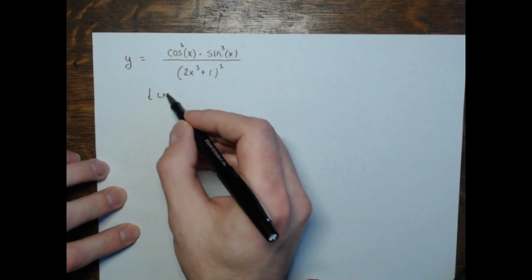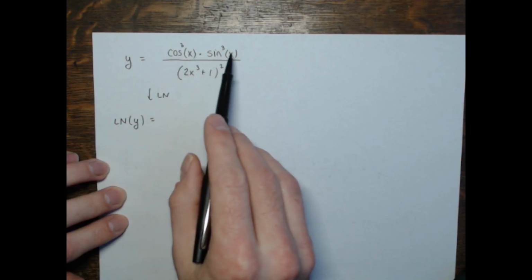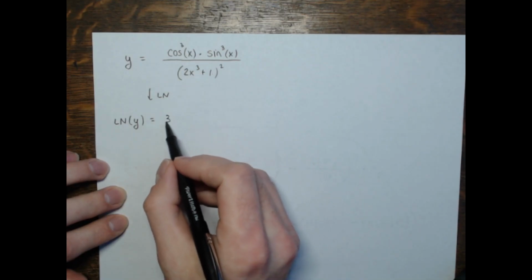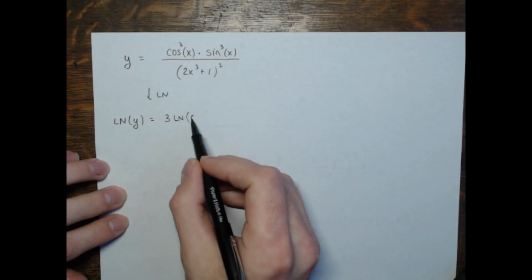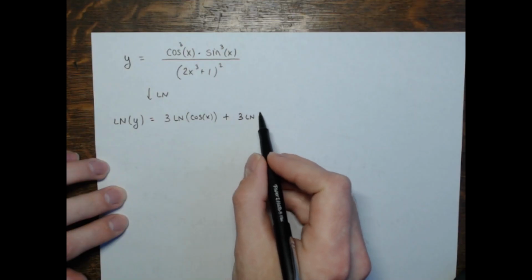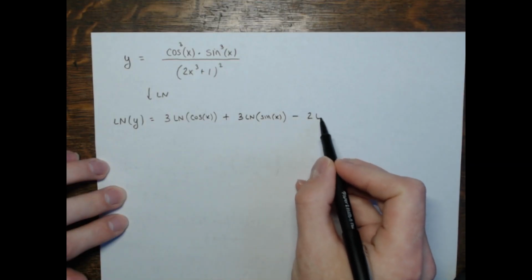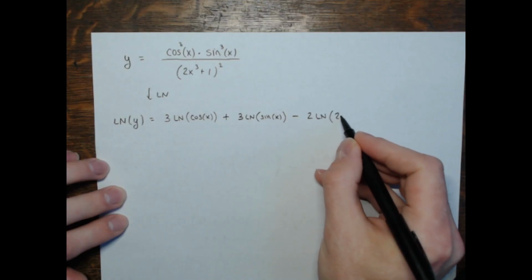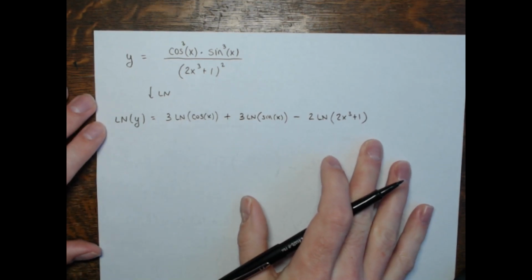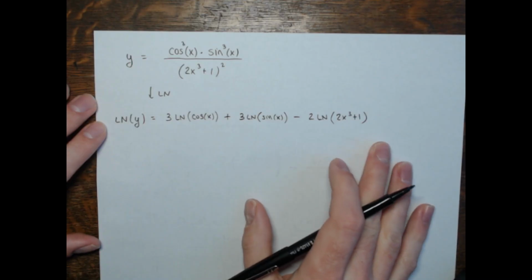So I'm going to do natural log. You have the natural log of y equals, and I'm going to apply the properties right now. Using the properties of logs to rewrite this, you'd have 3 times the natural log of cosine plus 3 times the natural log of sine, and then minus 2 times the natural log of 2x cubed plus 1, applying the product rule, quotient rule, and power rule for logarithms.